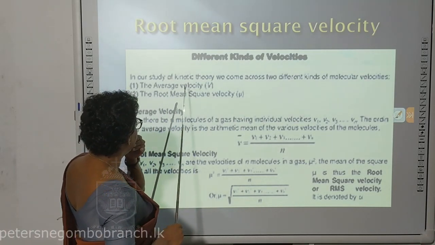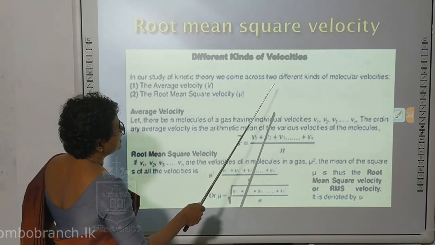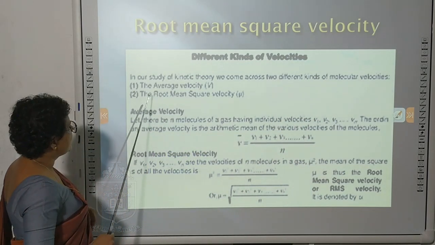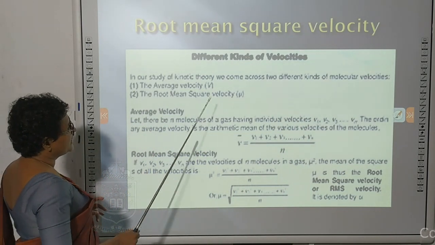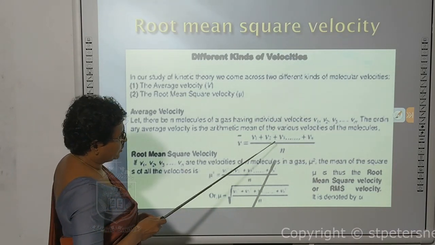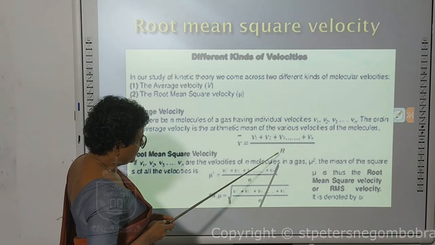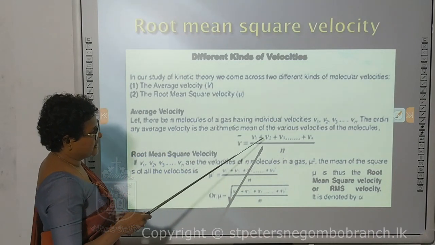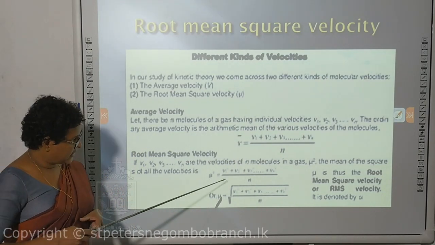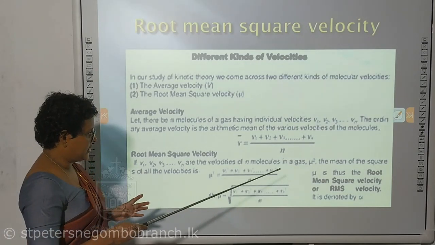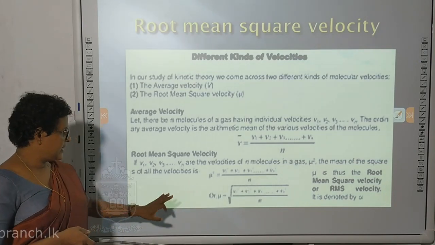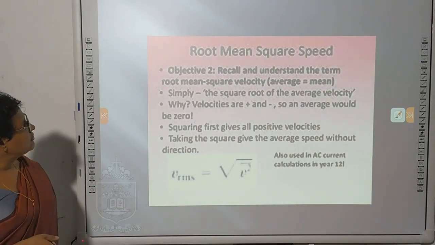In our study of basic theory, we come across two kinds of molar velocities, the average velocity and the root mean square velocity. As I told you earlier, if you take the average velocity, V1, V2, V3, V4 and divide by the number of molecules, sometimes this can be plus, this can be minus, and this will be 0, right? If you take the squares, V1 squared plus V2 squared, all are positive, divide by the number of molecules, and you take the square root of this. This is called the root mean square velocity.